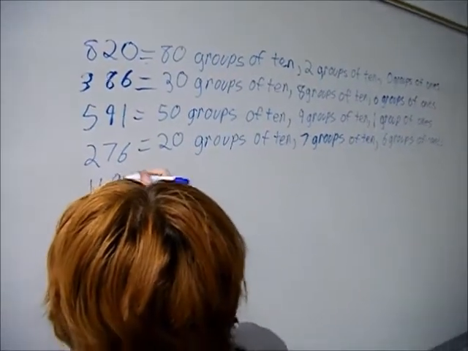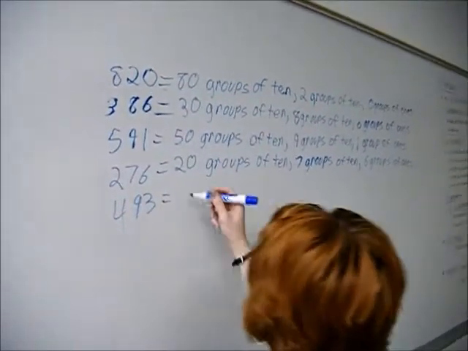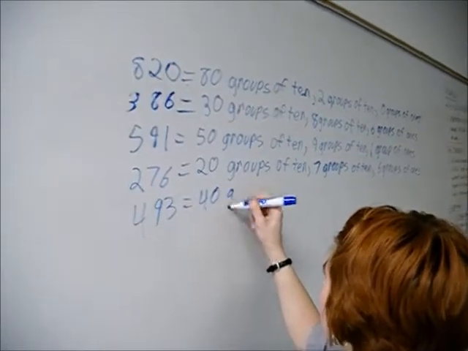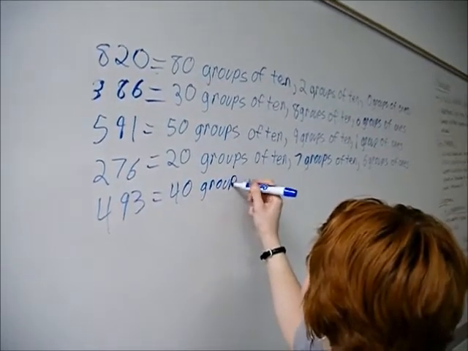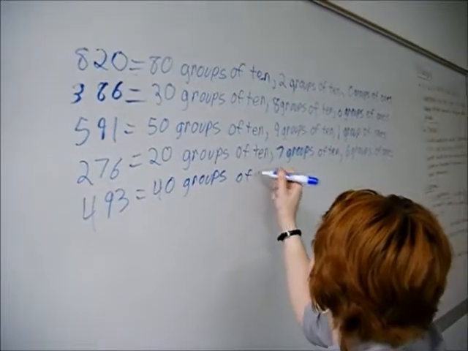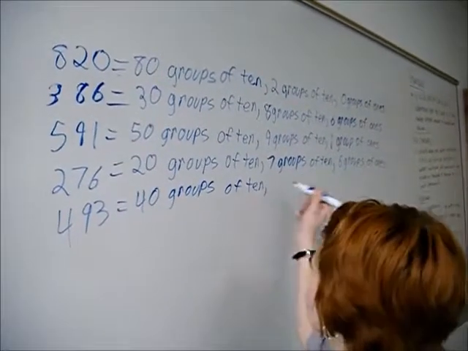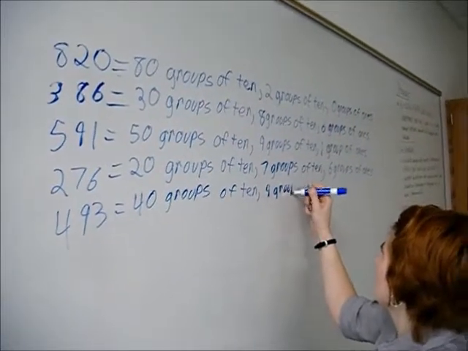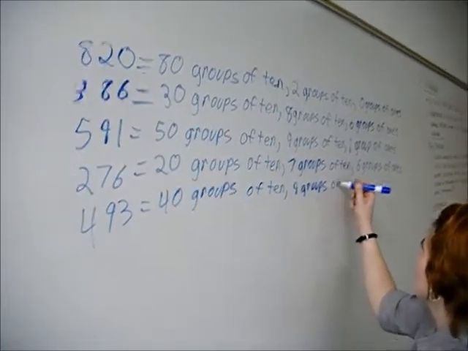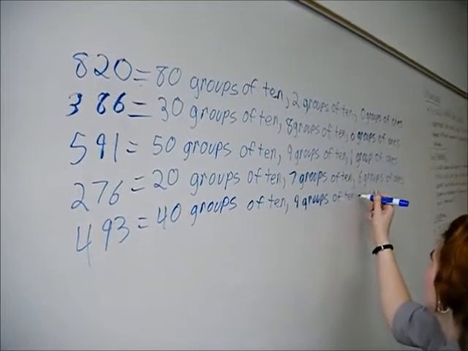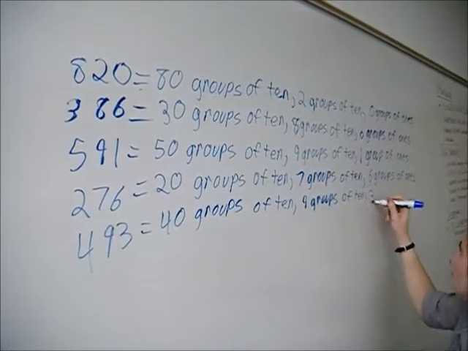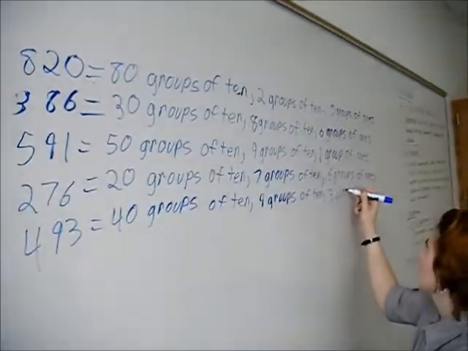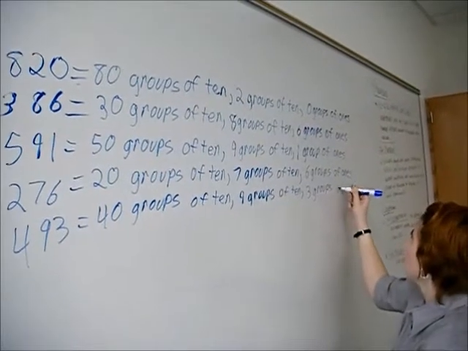$4.93. 40 groups of 10. 9 groups of 10. 3 groups of ones.